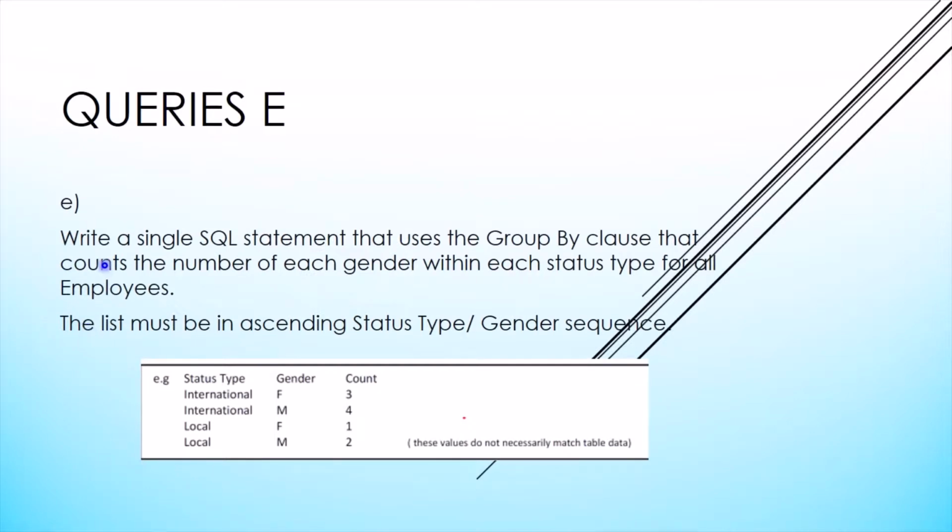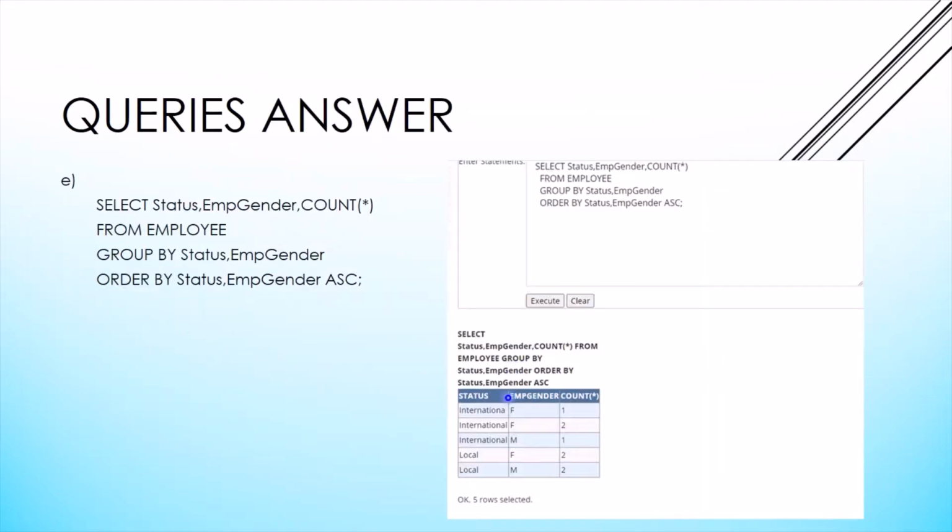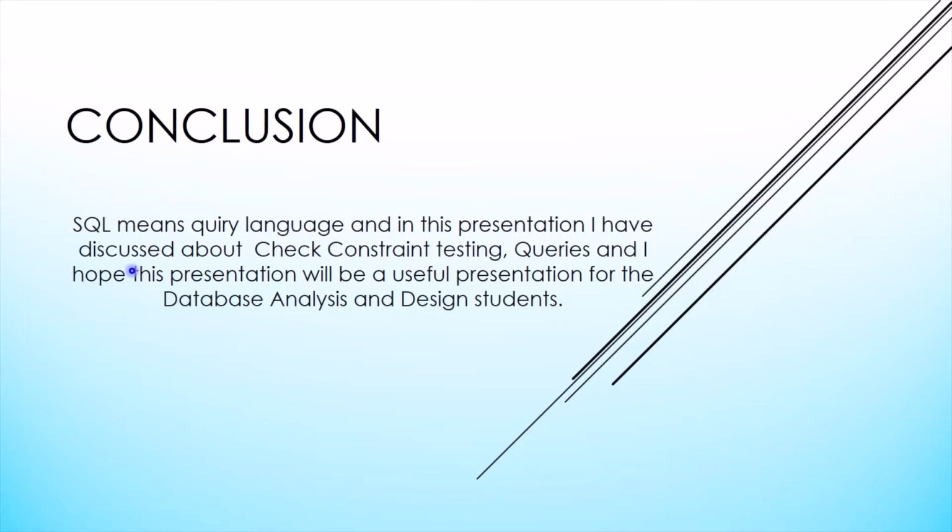The last query is to write a single SQL statement that uses the group by clause that counts the number of each gender within each status type for all employees. The list must be in status type, then gender sequence. This is the example that is given; we can get gender and count, and international or local status type. This is the answer. We can get international or local, the employee gender and count. This is how we can get it: select status, employee gender and count from employee group by status and gender. Last one, conclusion.